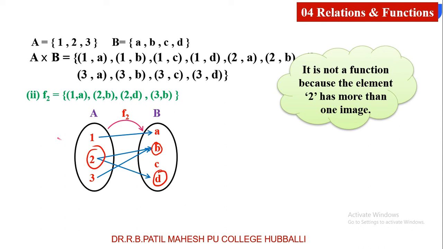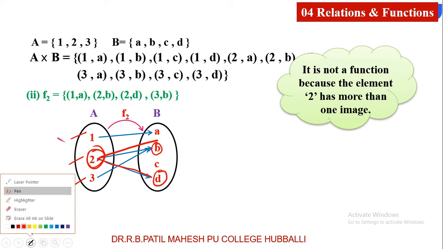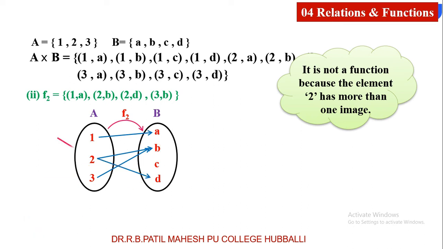What does our definition say? Every element should have a unique element, but this 2 has no unique element. It has two elements in the second set. Therefore this is not a function. So finally F2 is just a relation from A to B, but it is not a function.